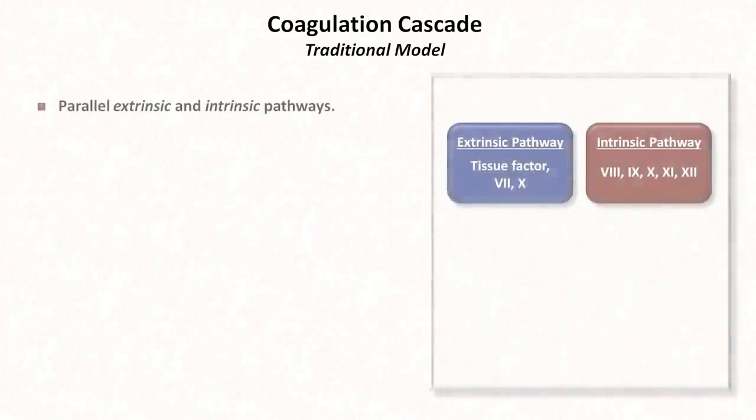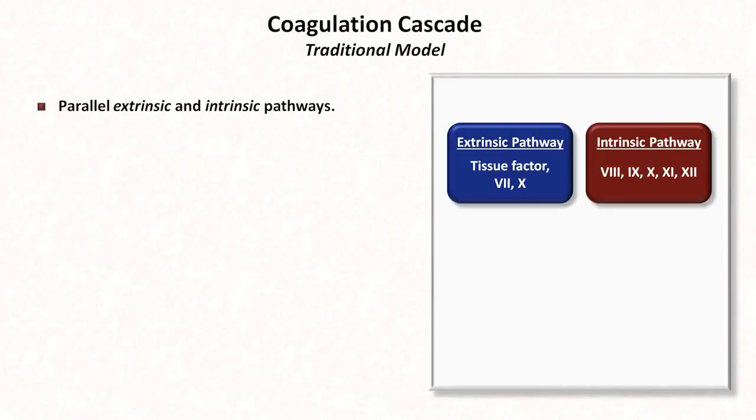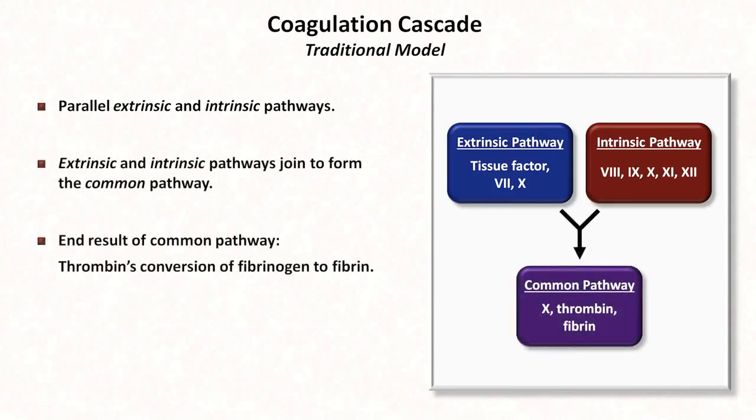It consists of parallel extrinsic and intrinsic pathways, so called based on whether or not the trigger was a compound that was extrinsic or intrinsic to the endothelium. The extrinsic pathway involves an integral membrane glycoprotein called tissue factor, along with clotting factors 7 and 10. The intrinsic pathway involves clotting factors 8, 9, 10, 11, and 12. The end result of both of these is the common pathway, which involves factor 10 along with thrombin and fibrin.